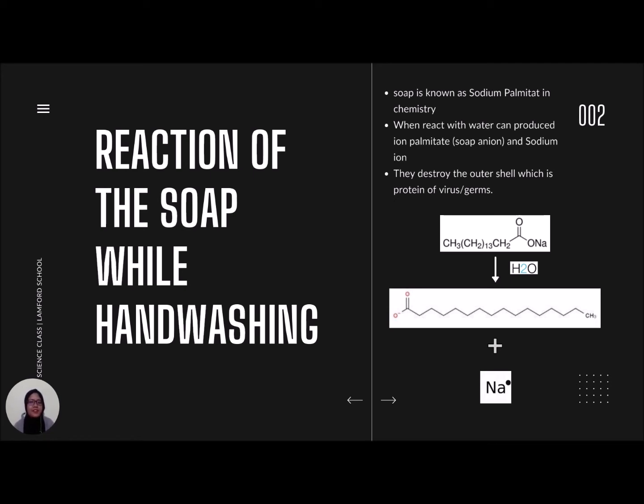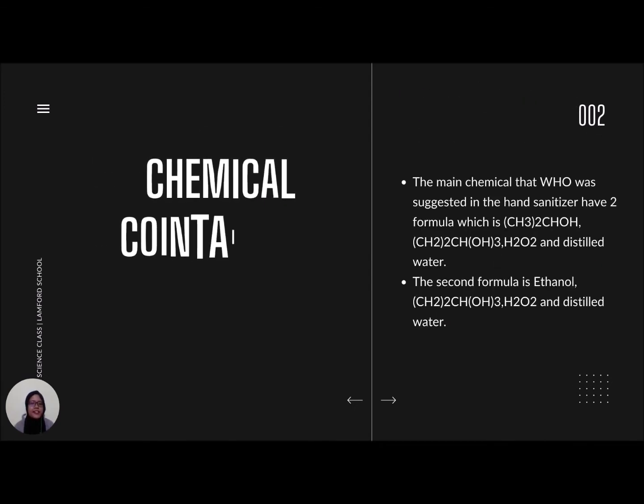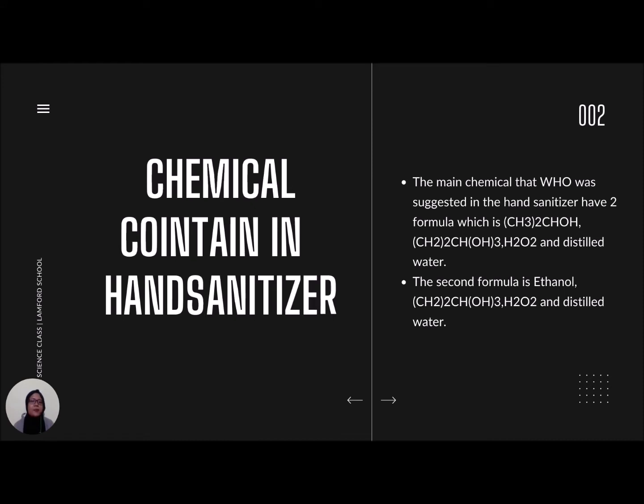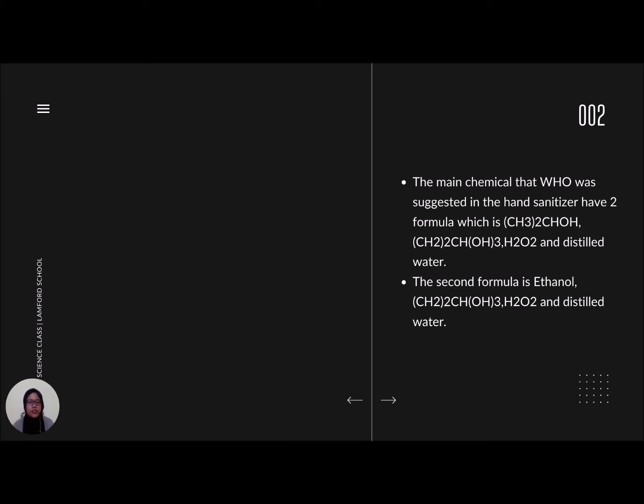Okay, for the next point is the chemical content in hand sanitizer. The main chemicals suggested by WHO in the hand sanitizer are isopropyl alcohol or ethanol, glycerol, hydrogen peroxide, and distilled water. Every ingredient in the hand sanitizer has its own function.